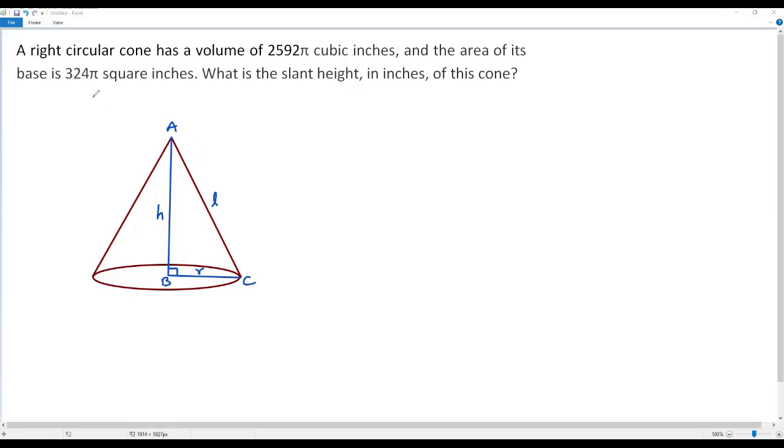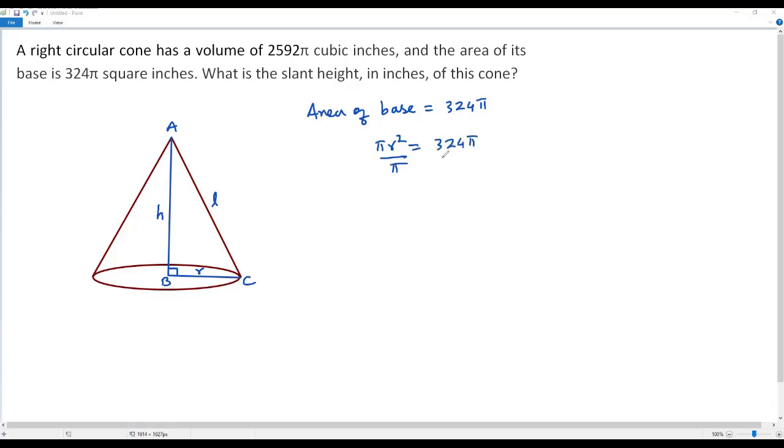Okay, now let's consider the area of the base given over here, that is 324 pi square inches. Actually, for any right circular cone, the base is a circle. So the given area is the area of the circle we have at the base of the cone. Now let me write it over here. Area of base equals 324 pi, and this base is a circle, so we can use the area of a circle formula. Then we get pi r square equals 324 pi.